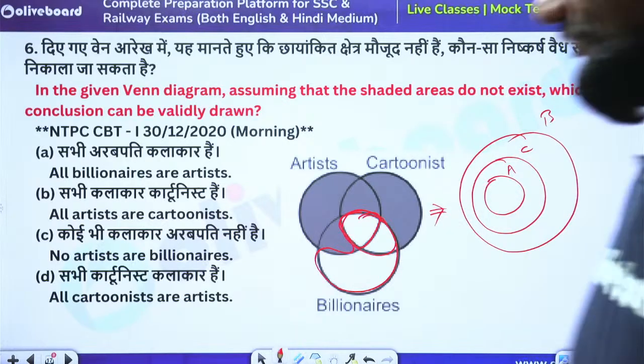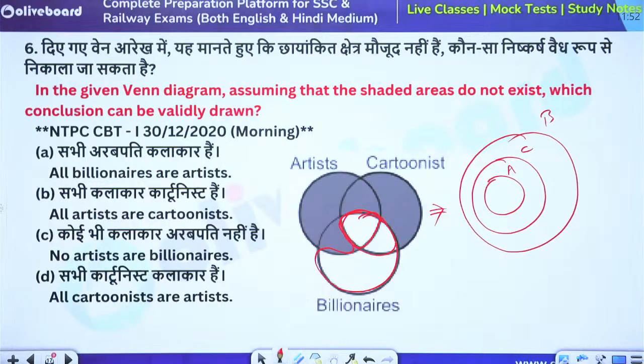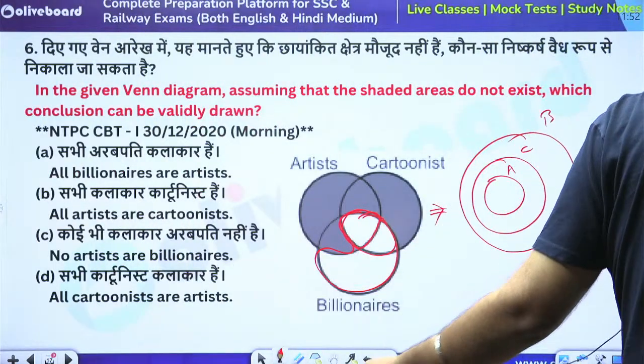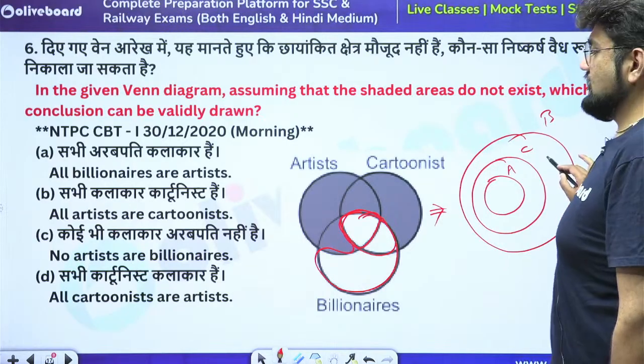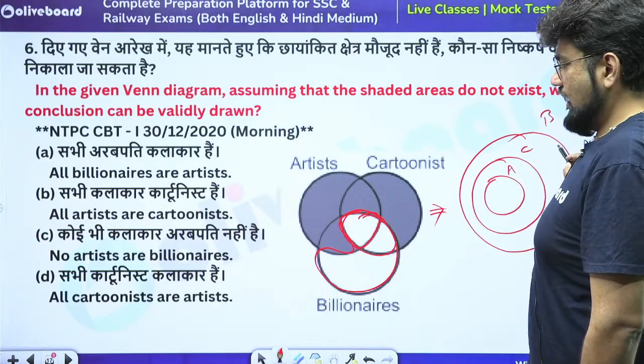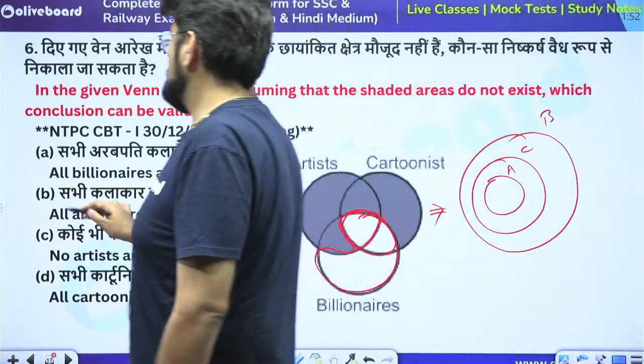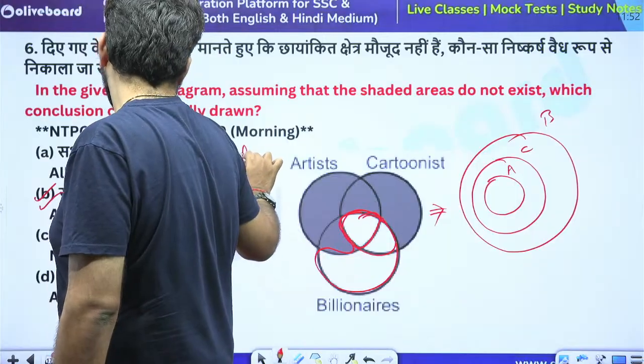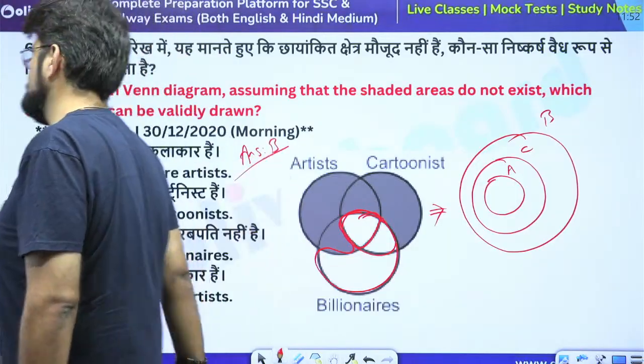Correct, Kongsai. Now everybody can tell me what is the correct answer immediately. All billionaires are artists? No. All artists are cartoonists? Yes. No artists are billionaires? No. And all cartoonists are artists? No. So option B is the only correct answer here.